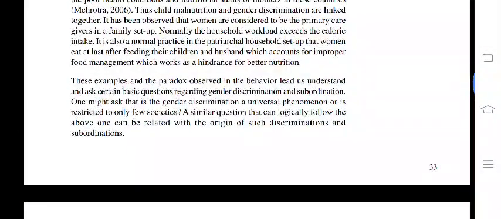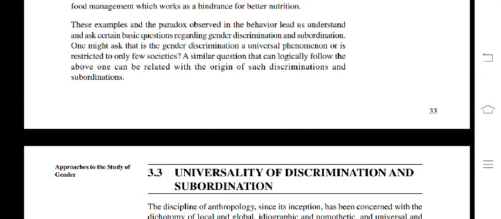These examples and the paradox observed in the behavior lead us to understand and ask certain basic questions regarding gender discrimination and subordination. One might ask, is gender discrimination a universal phenomenon or is it restricted to only a few societies? A similar question that can logically follow is related to the origin of such discrimination and subordination.